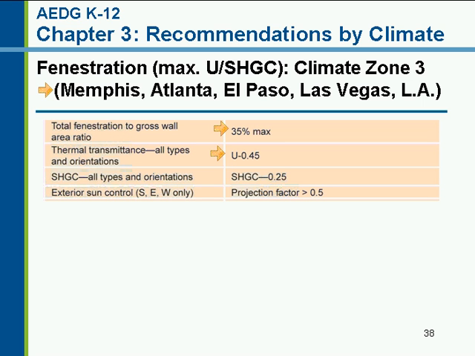0.45. And I'll show you a table later on that's in the Advanced Energy Design Guide to give you a sense of what those correspond with. And solar heat gain coefficient, again, 0.25. So it's a lower number here. Essentially what this means is that if all the sun striking the window, only 25%, only a quarter of that gets through the window. The rest of that gets bounced back out or absorbed by the glass. And this also calls for the projection factor of 0.5 or greater.